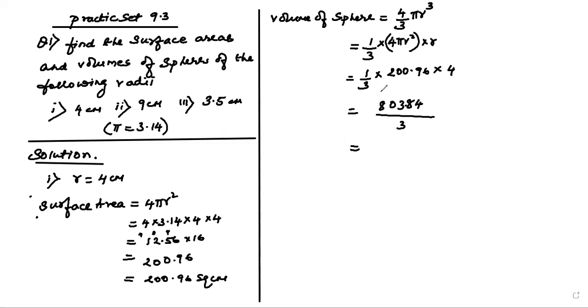3 2s are 6. Remainder 20. 3 6s are 18. 23. 3 7s are 21. 28. 3 9s are 27. 14. 3 4s are 12. 20. 6s are 18, it goes on. Okay, so ultimately it is 26794.67 centimeter cube. So this is the volume of the first sphere, when the radius is 4 centimeter.